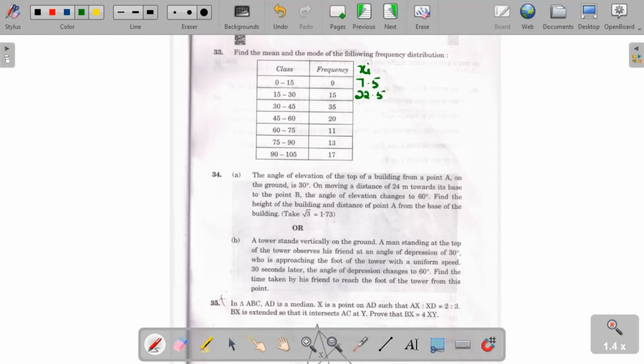Here it will be 37.5. Then comes 52.5, 67.5, 82.5, and finally 97.5.